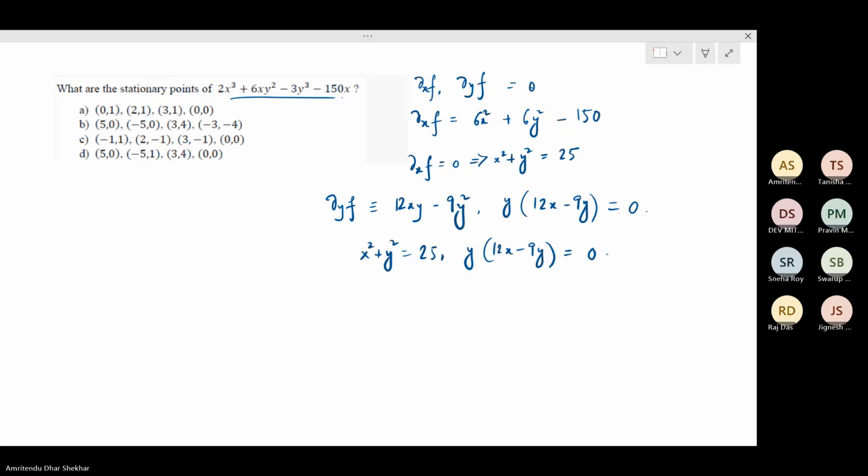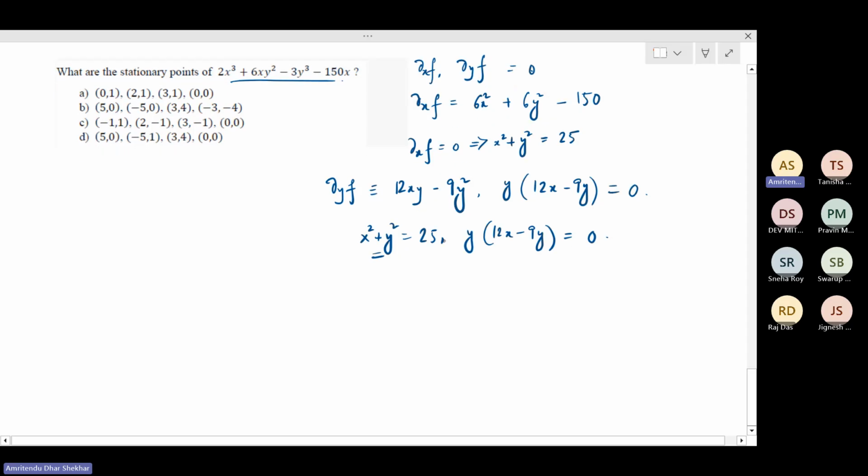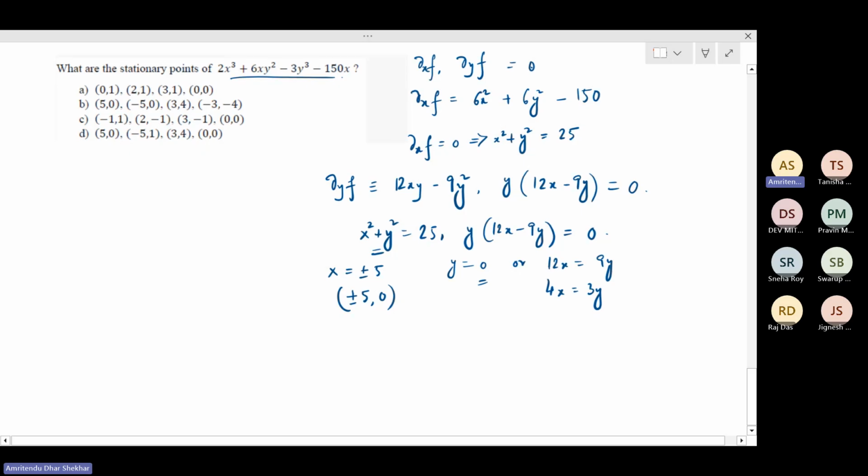Okay, I hope you'll be able to finish the computation. Otherwise, I can sit and do it. So there are two choices, right? Either y is equal to 0 or 12x is equal to 9y, which is just saying that 4x is equal to 3y. If y is equal to 0, then you have x equal to plus or minus 5. So two critical points are plus or minus 5 comma 0.